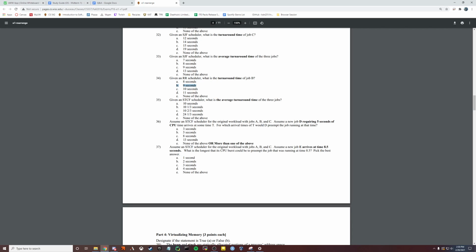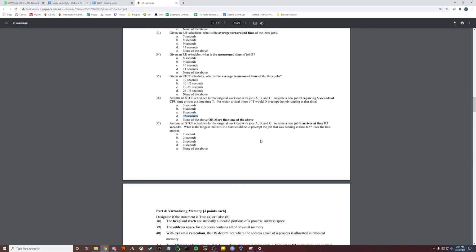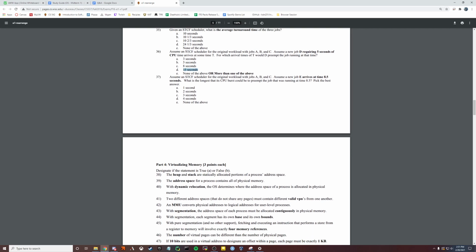We're on the shortest time to completion first, average turnaround time of the 3 jobs. It should be 10 seconds. Yep. Assume shortest time to completion first, D requiring 5 seconds CPU time. The answer should be 13 seconds. Perfect. Then 37. The answer should be 3 seconds. Okay, so we got that one wrong. So 3 seconds.